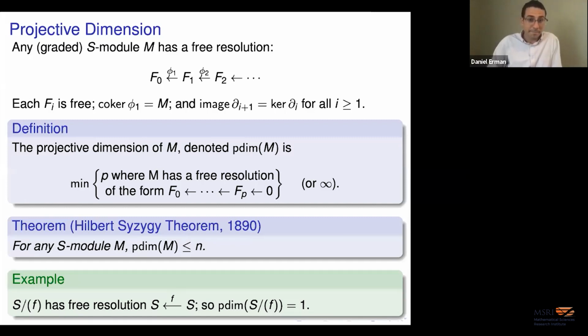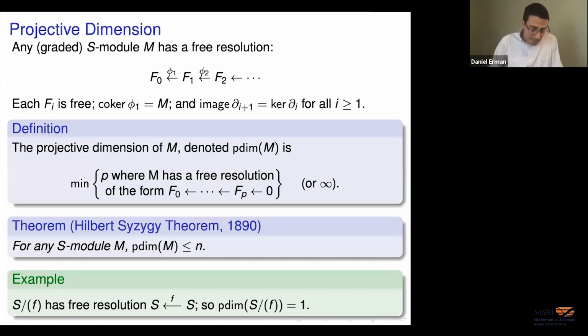All right. So then the projective dimension of M, which we'll denote pdim, is just the minimal length of a free resolution of a module. This makes sense not just over the polynomial ring, it makes sense over any ring. You can ask about the minimal length of a free resolution. We'll set the pdim to be infinity if there are no finite free resolutions.